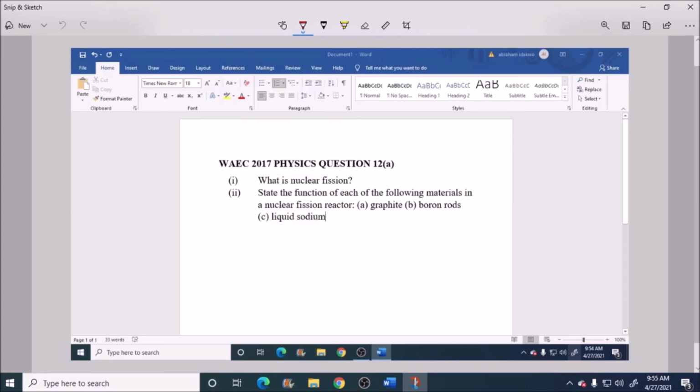The function of boron rods in a nuclear fission reactor is to absorb excess neutrons so as to control fission rate, and the function of the liquid sodium in a nuclear fission reactor is to extract or conduct excess heat from the reaction chamber. Now just to pull down a few things here.